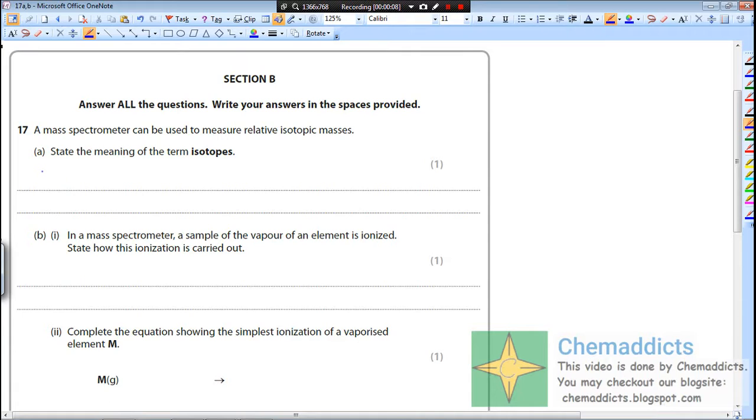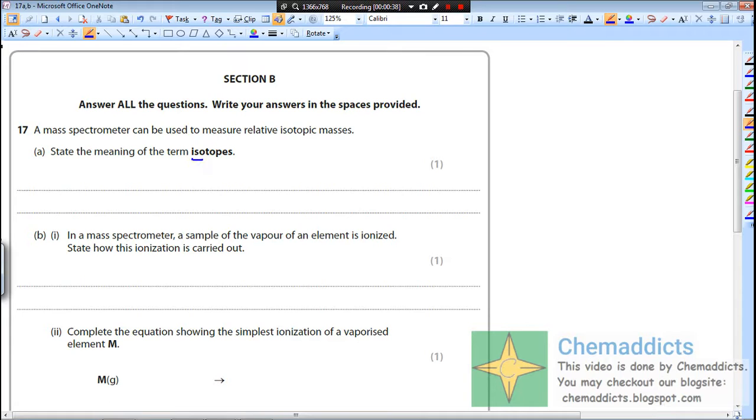Well fellas, today we're going to solve a problem related to mass spectrometer. Okay, so let's get started. Let's read the question first. A mass spectrometer can be used to measure relative isotopic masses. The first question they have asked is: state the meaning of the term isotopes.